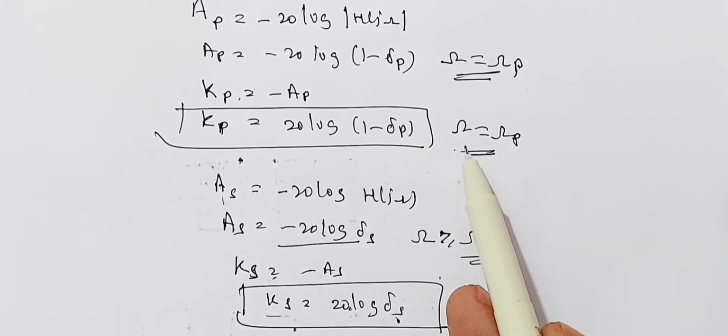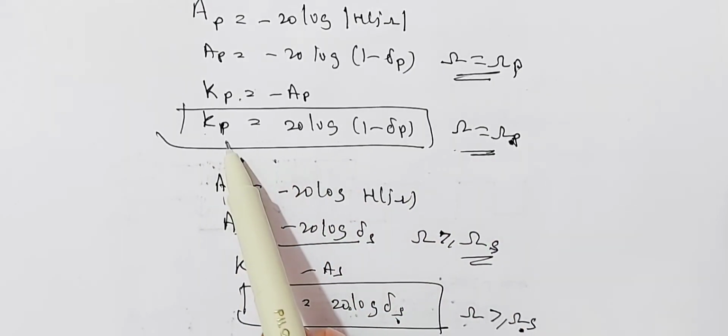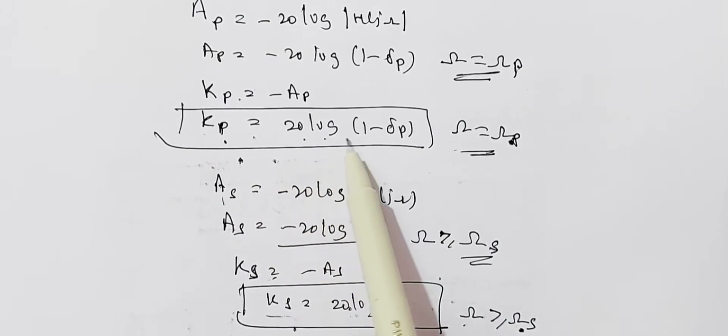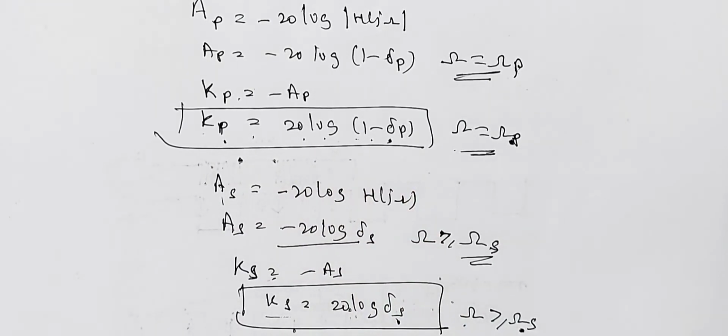Up to the frequency omega equals omega p, the value is allowed, the value is maximum. That is called pass band gain, which is given by 20 log 1 minus delta p. So these are all the specifications of an analog filter. To study the specification of an analog filter, we have considered only the low pass filter. Similarly, the same can be explained for all other types of filters.